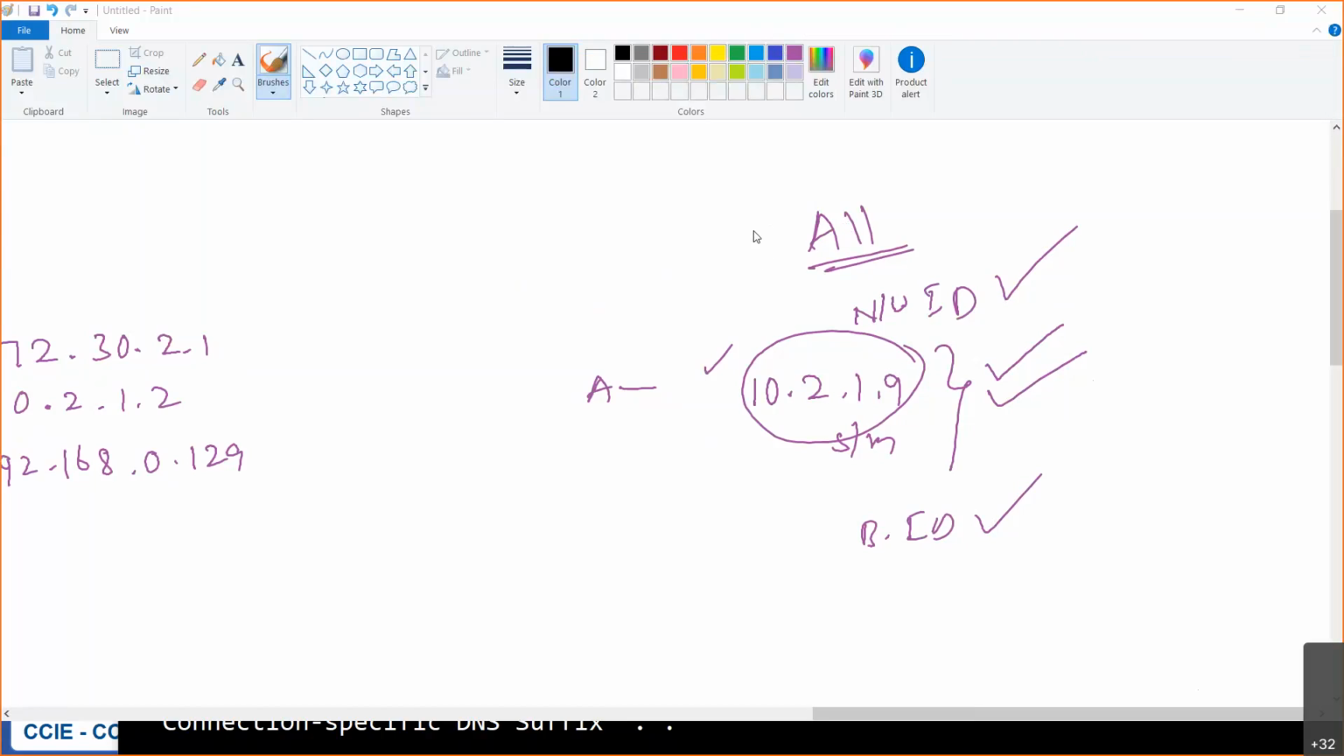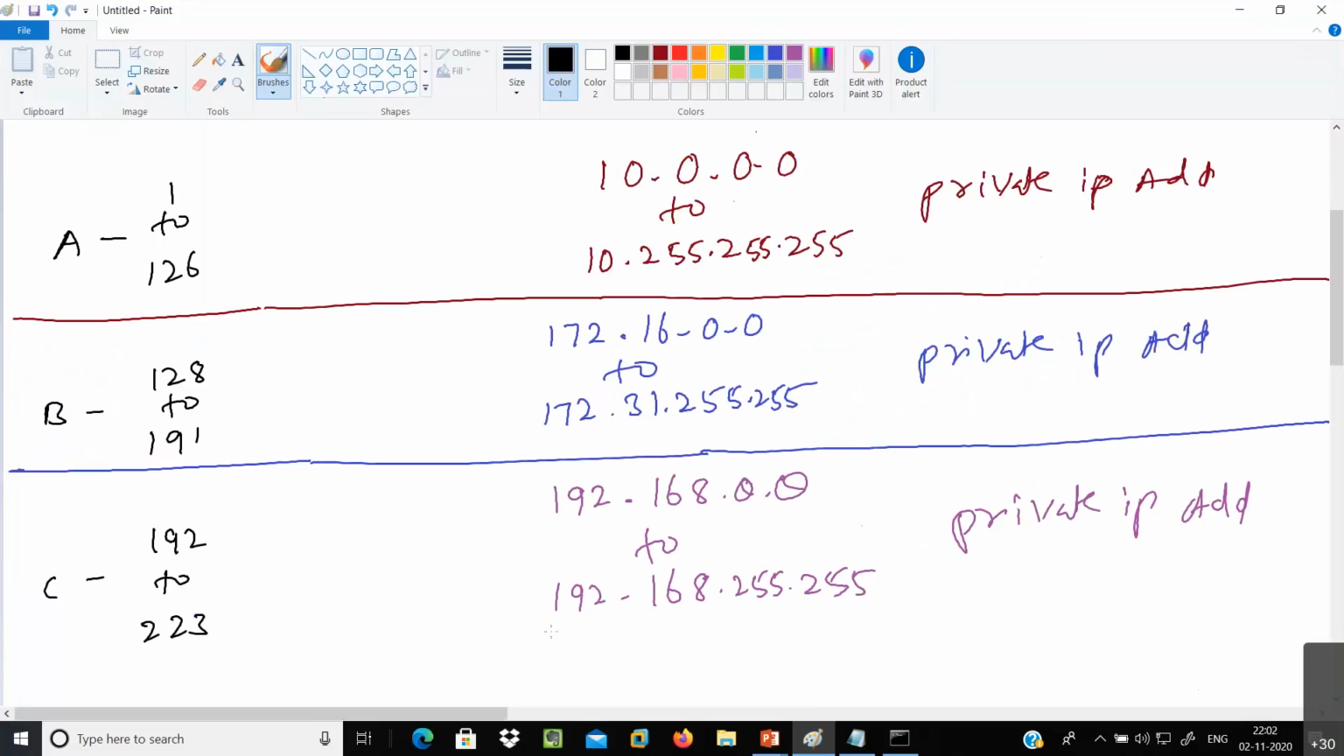Hello? Yeah, please. Whatever IP is not in between the class A, class B, class C private IP ranges, all we can consider as a public IP, correct? Apart from the range, remaining all are public IP addresses.